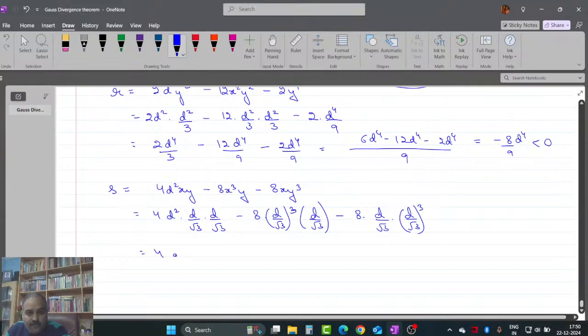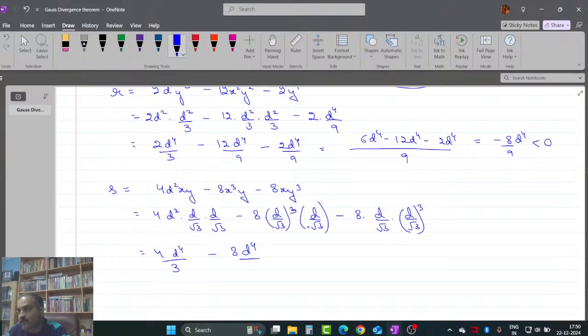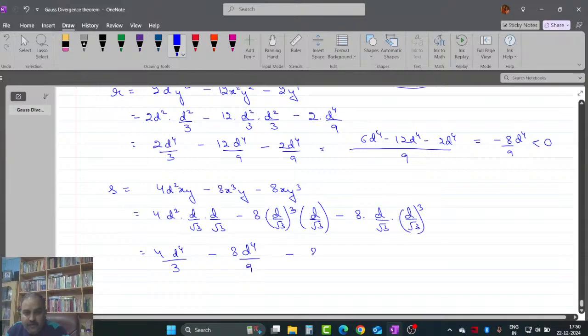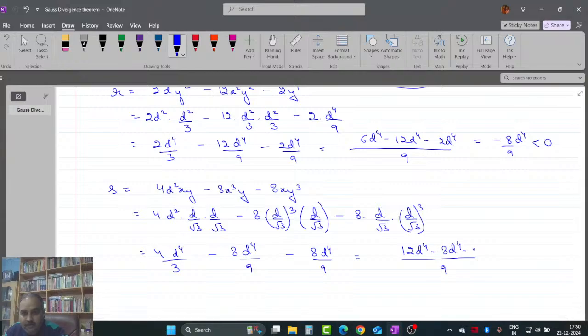So it will be 4 times d⁴ by root 3 into root 3, that is 3, minus 8 times d⁴ over root 3 cube into root 3 to the power 4, that means 9, minus 8 d⁴ over root 3 into root 3 cube, that is again 9. So I'm taking LCM with respect to 9. 4 times 3 is 12d⁴ minus 8d⁴ minus 8d⁴. 12 minus 8 minus 8 is minus 4d⁴ by 9, that is also negative.